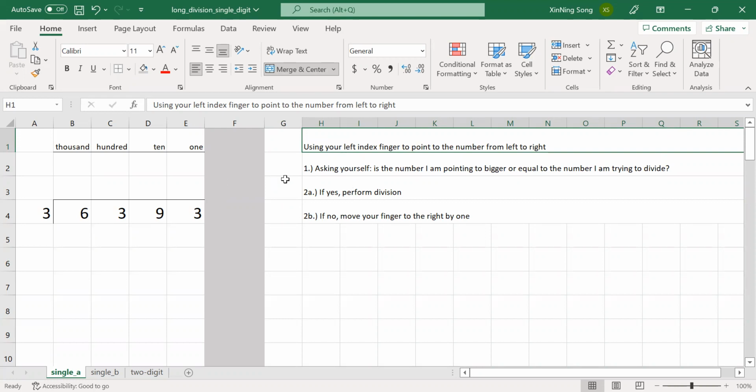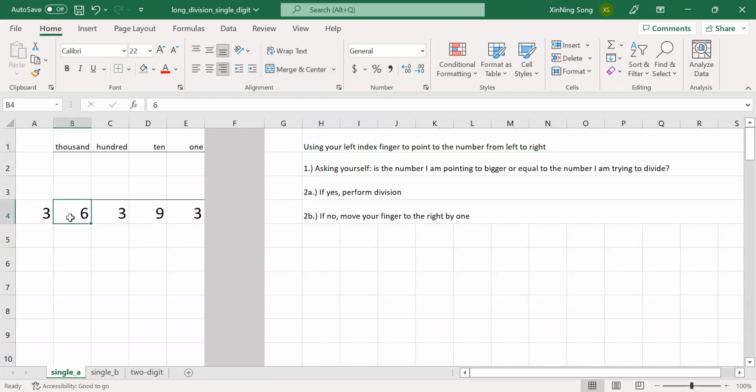Is the number I'm pointing to, 6, bigger than or equal to the number I'm trying to divide by, which is 3? If yes, then perform division. Let's get started. Let's look at 6. Is 6 bigger than or equal to 3? Yes. Then how many 3s fit into 6? 1 times 3 equals 3, 2 times 3 equals 6. So 2 threes fit into 6.